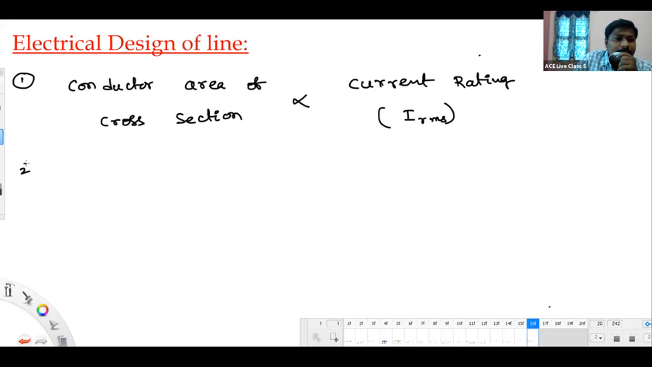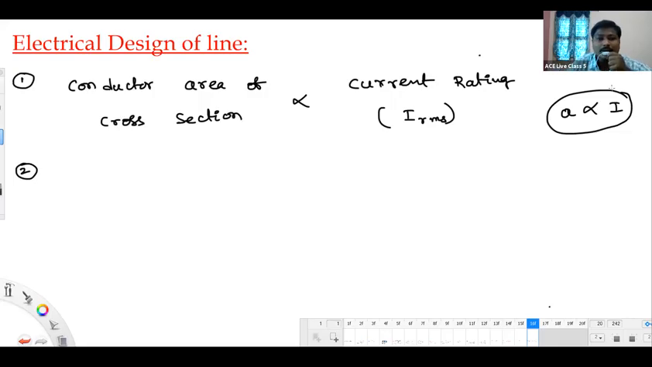Second one. Next one is insulation level. You can write here, area of cross section is proportional to current rating. Now, next one, please listen.